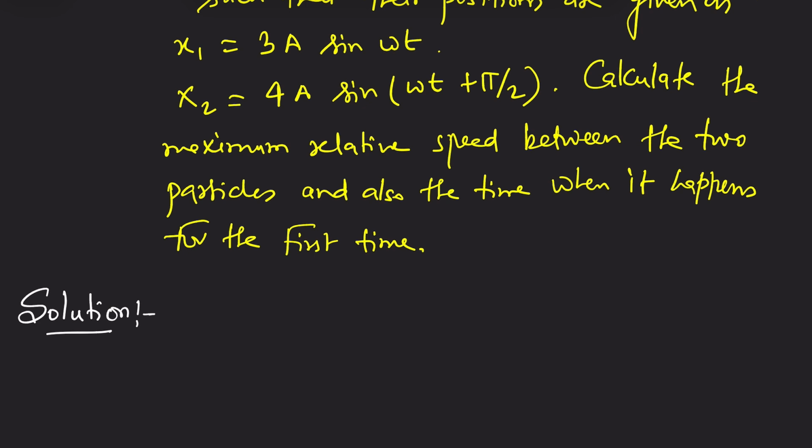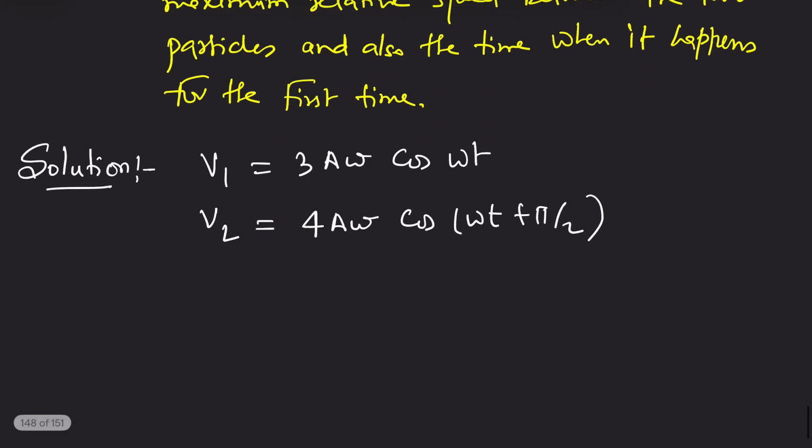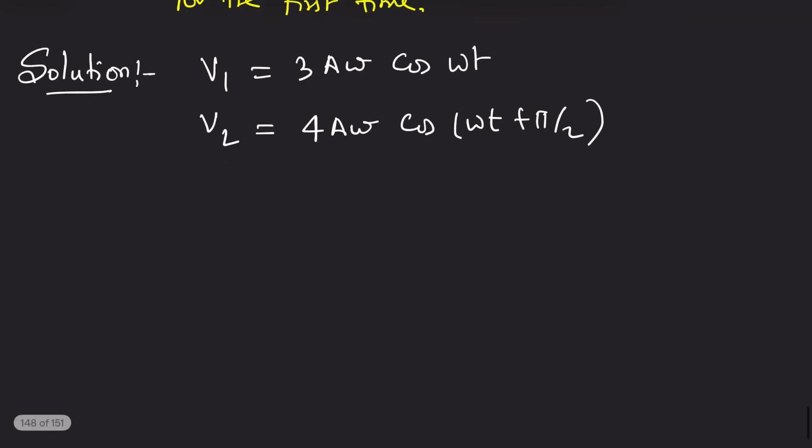So guys, if we talk about v1, it is going to be 3a omega cos omega t. And v2 is going to be 4a omega cos(omega t plus pi by 2). So the velocity phasors are like this way, and the velocity phasor of the second particle is ahead of the first one by a pi by 2 phase angle.